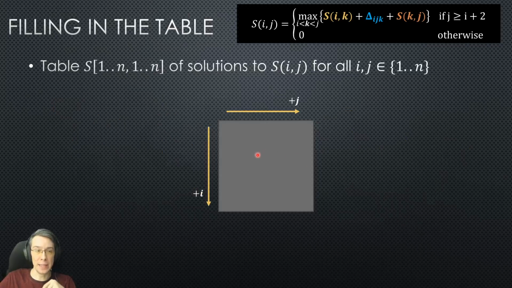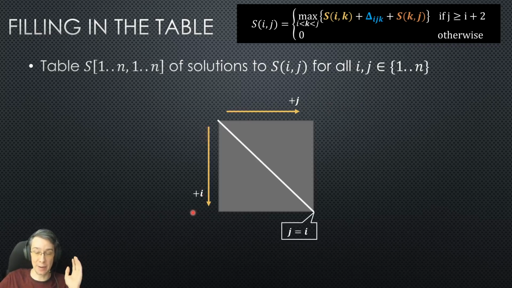Now, how do we fill in the table? First of all, our table will be defined in the way that you might expect. For our recurrence S_ij, we're going to have a table S_ij. It's going to be i equals 1 up to n, and then for each of those i's, you have j equals 1 up to n. Let's draw it like this. So here's our table as a square, n by n in size. Let's draw our j's going to the right, increasing to the right, and our i's increasing going down, just for the sake of the diagram.